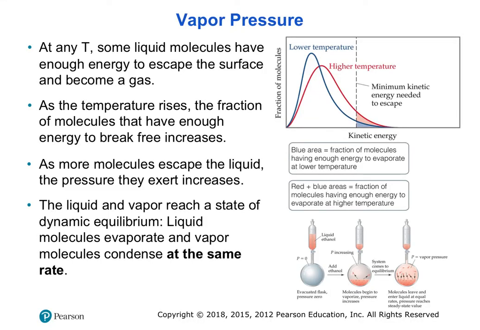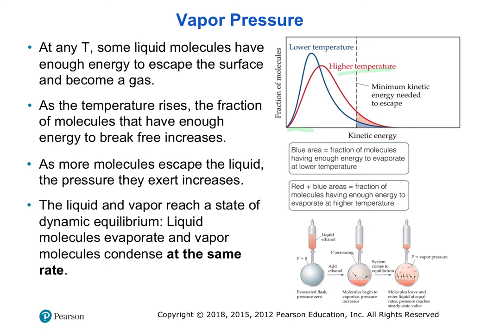So the last property related to intermolecular forces that we're going to talk about is the vapor pressure. If we look at this diagram here, which should look familiar, it tells us the fraction of molecules with a certain kinetic energy. Red, being higher temperature, is shifted over to the right, so more molecules have higher kinetic energy. At lower temperatures, it's shifted to the left, where they don't have as much kinetic energy because they're not moving as fast.